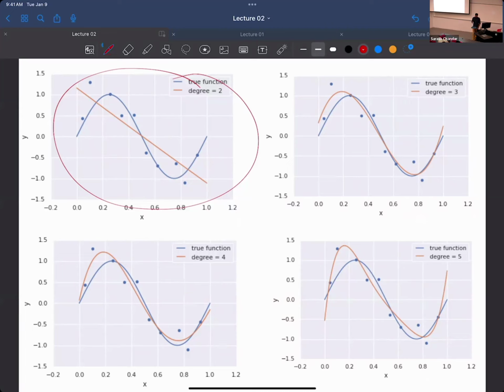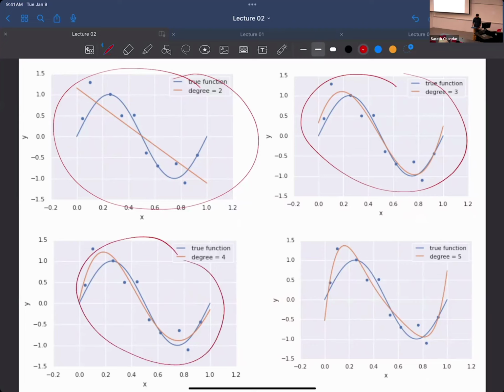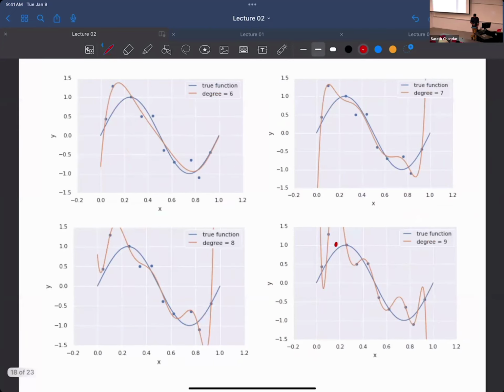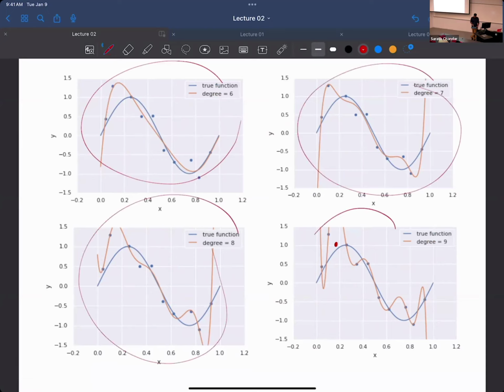Okay, so for different degrees, right? Degree 2, degree 3 polynomial, degree 4 polynomial, degree 5 polynomial. The orange color is the function that you would get by solving least squares. Is that clear? As you can see here, with more degrees, you're getting something that is closer to sine, right? Now what will happen if I just keep increasing this degree? Here we have degree 6, 7, 8, and 9.